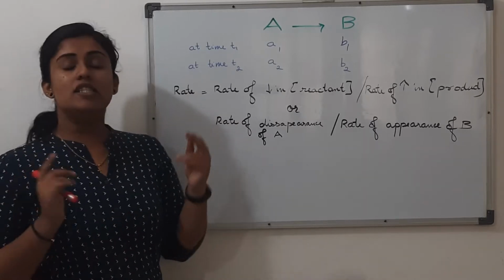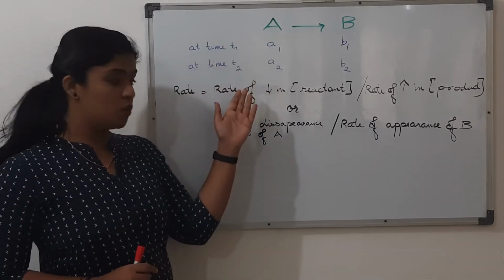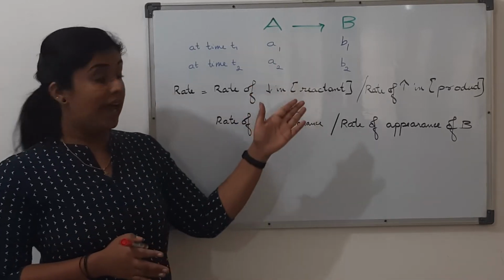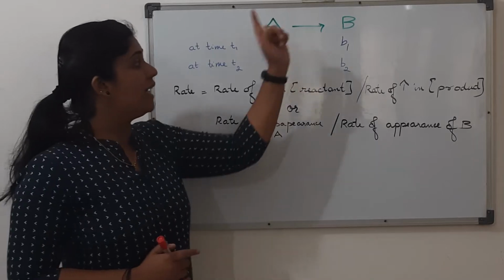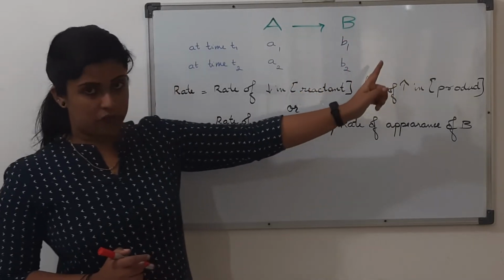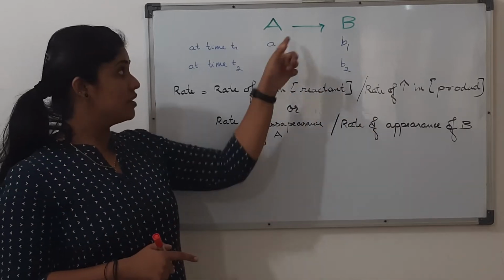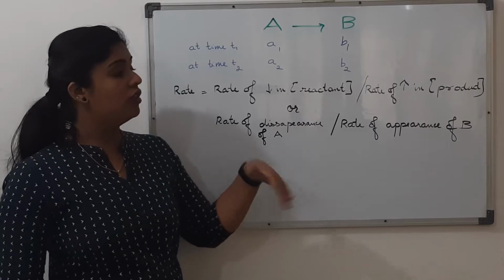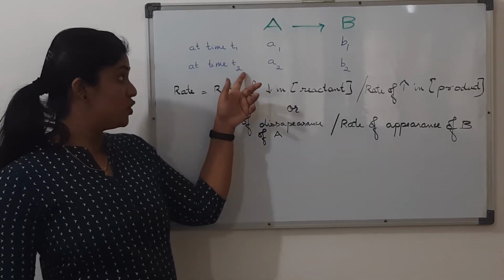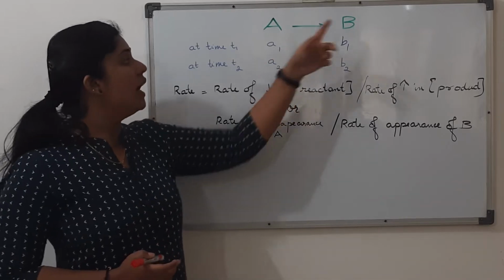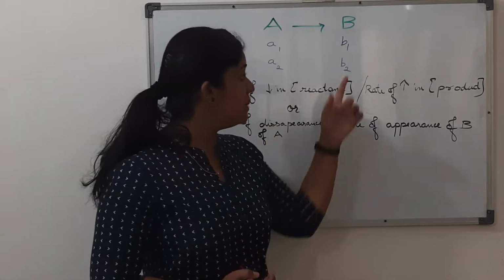For that, let's consider 2 times, T1 and T2. Say at time T1, the concentration of the reactant A was A1, and at the same time T1, the concentration of the product B was B1. Definitely as the reaction proceeds, these concentrations would change, and at another time T2, you move further, and at that particular time, the concentration of A is A2 and the concentration of B is B2.